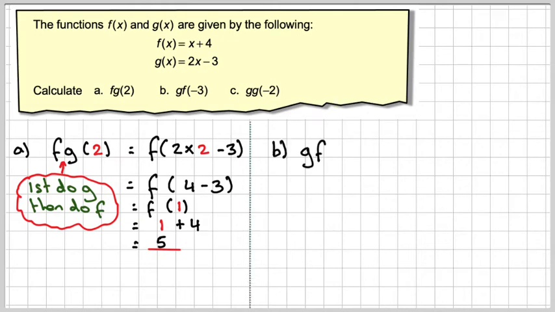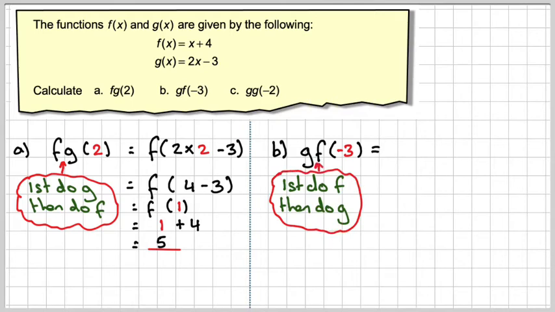Right, the next one, we've got to do gf of minus 3. So we've got to be a little bit careful because we've got a negative number. So if here, this means do g first and then do f, this means now do f and then do g. So first do f, the one next to the bracket, then do g.